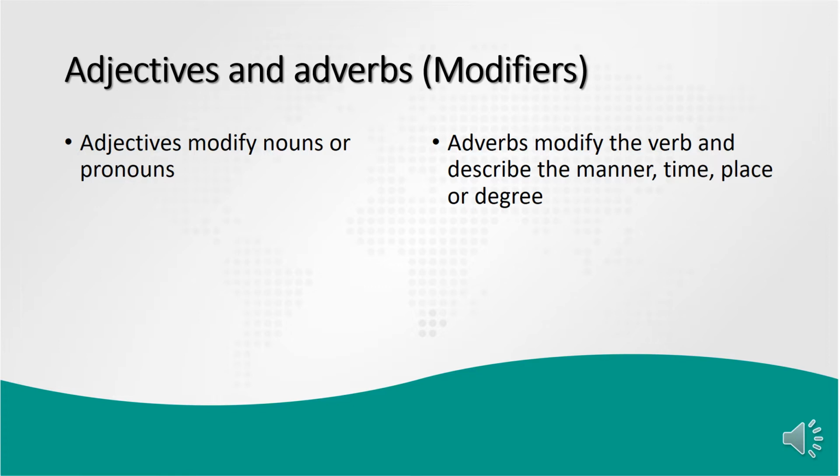We start by looking at adjectives and adverbs, which are also known as modifiers. Why do we call them modifiers? Because they provide more information about the subject and the predicate, and they make writing more interesting. Adjectives modify nouns or pronouns, while adverbs modify the verb, and they describe the manner, the time, the place, or the degree.